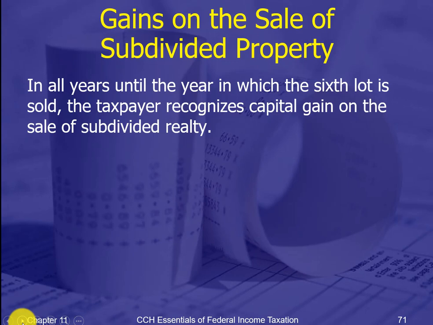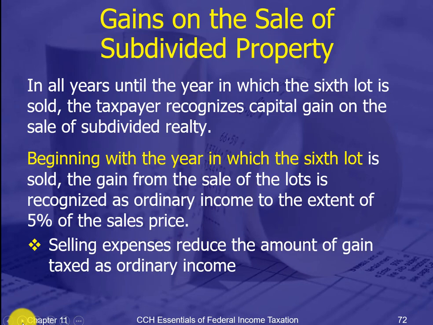Only in the situation of the 6th lot would you potentially have ordinary income. Okay? And then don't forget your selling expenses. Even after the 6th lot, only the amount of up to 5% of the sales price would have to be recognized as ordinary income.